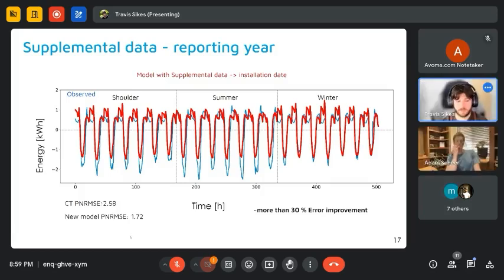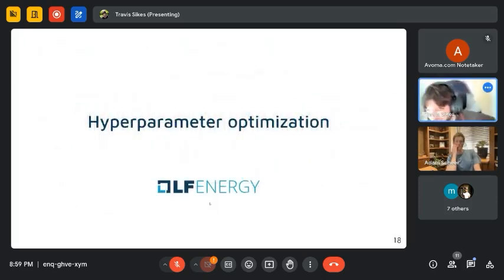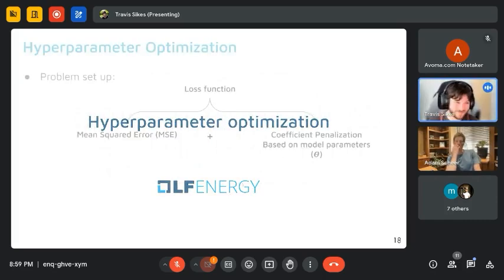Right. We have to move on. We cannot discuss this anymore. There are many more slides. Moving on. I apologize. On to the hyperparameter optimization.